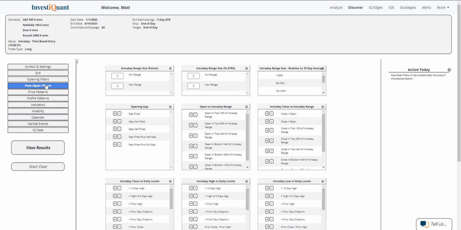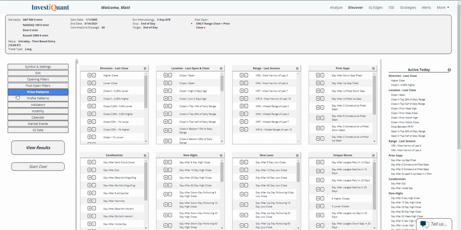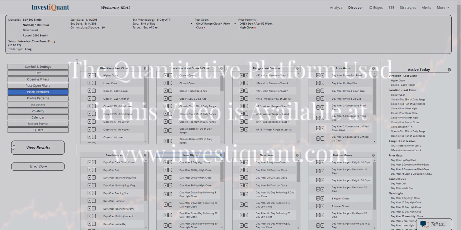So to do that, I'm coming in here to the post-open filters. I'm going to hit the intraday close versus daily levels is less than the prior close. So I've got equals next to the less than prior close. That adds it to the test. Next, I'm going to go into the price patterns. I'm going to say that yesterday was a 52-week high close. I'm going to grab that straight over here from the active today section. I'm going to go to the new highs category, and I'm going to put day after a 52-week high close. So prior session closed at a 52-week high. I'm going to go ahead and hit view results.